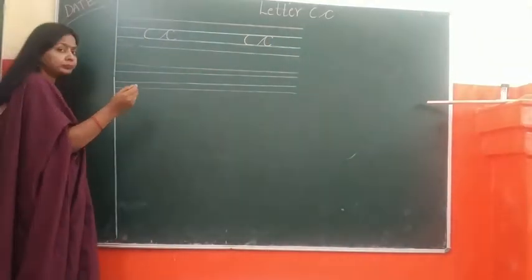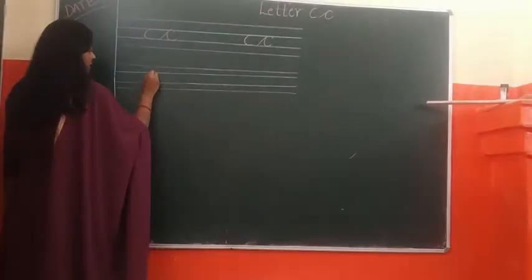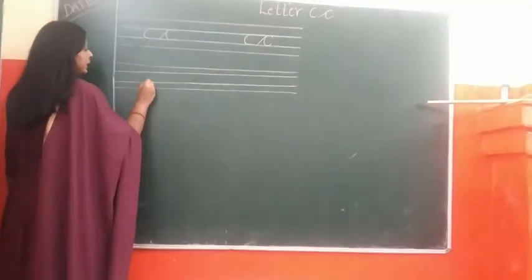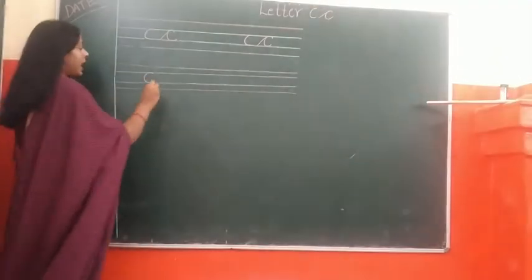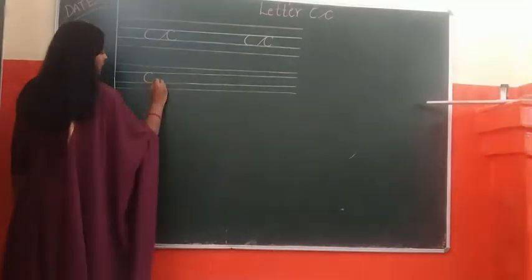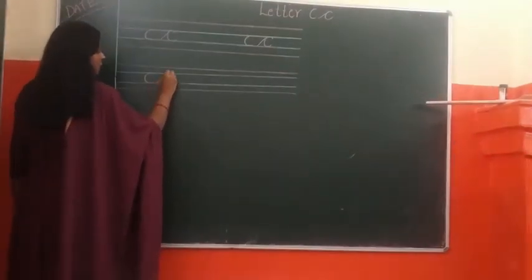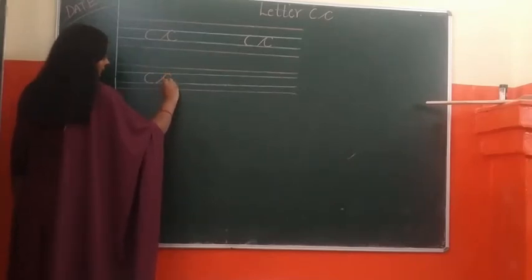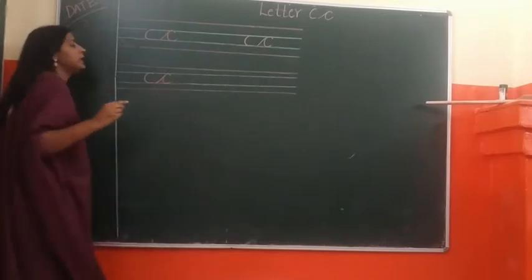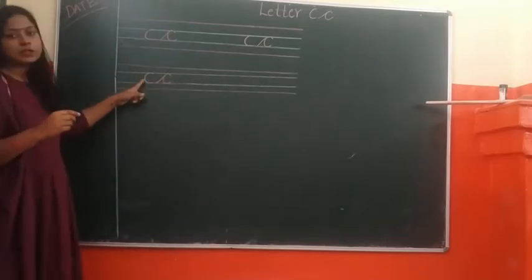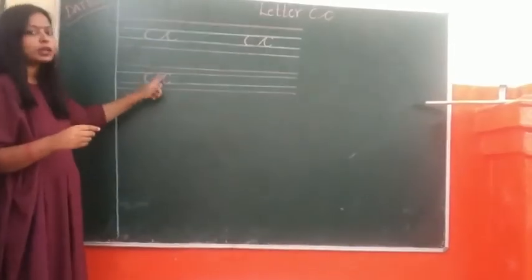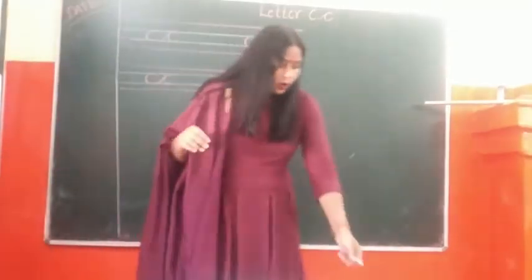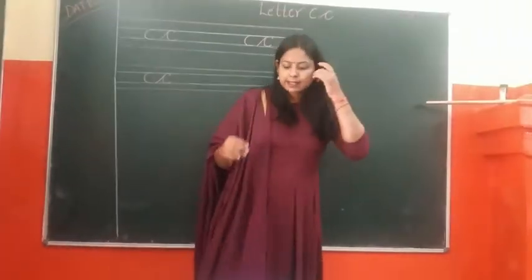Once again, for small c, start from the first blue line till the second blue line, we make a small curve. And for cursive c, start making a wave from here, go up, bend a little, come back, make a c, make a curve and a little tail. So this is a cursive c. Small c, cursive c. Small c, cursive c. Okay, so I hope you now know how we make c.